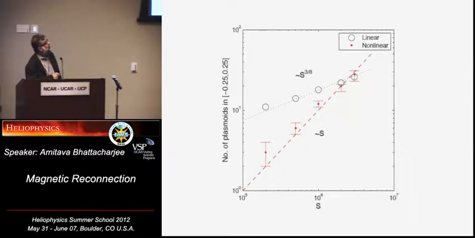They scale like S over S_C, and we've actually checked this out numerically in our code. This is the nonlinear plasmoid rate, this is the linear plasmoid rate. At sufficiently high values of S, you're going to be in this regime.